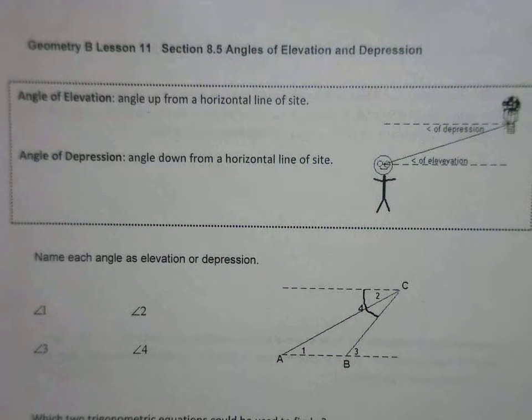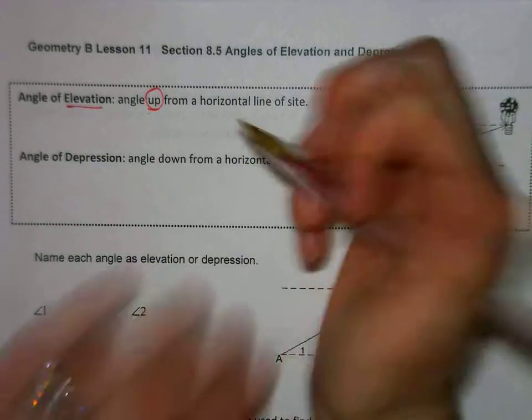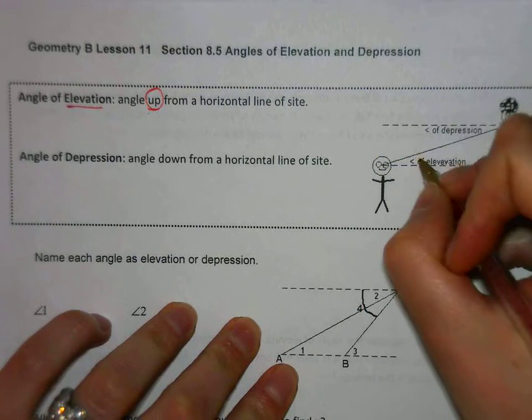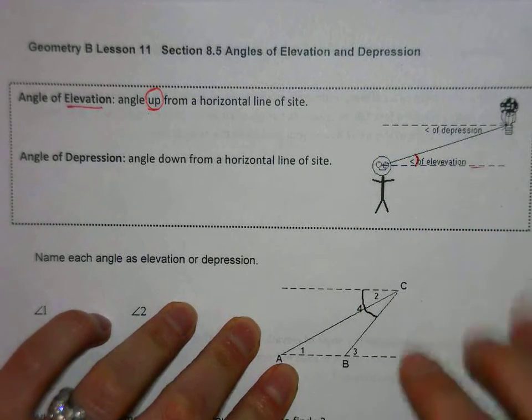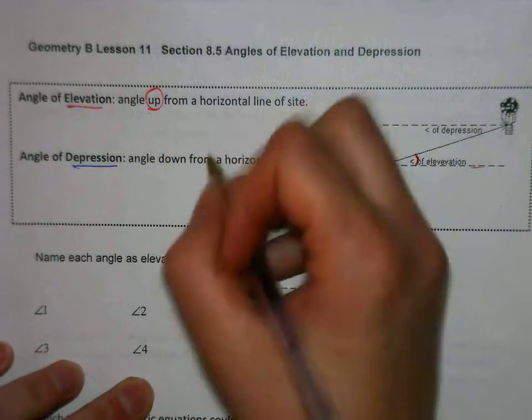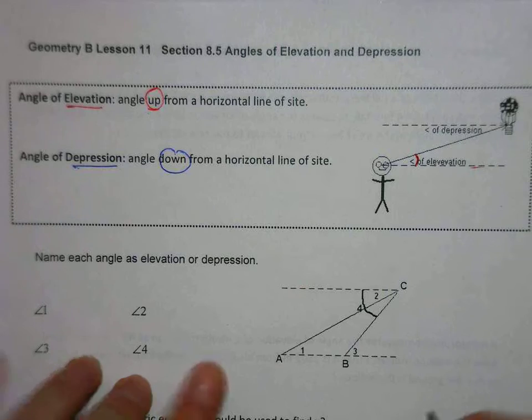Let's focus on angles of elevation and depression today. An angle of elevation is an angle that is moving up from our horizontal line of sight. So if we're looking straight out, the angle that your eyes are going up is the angle of elevation. An angle of depression then is the angle going down from your line of sight.